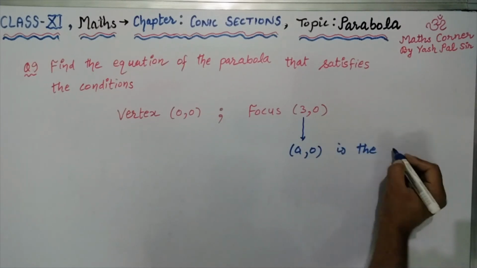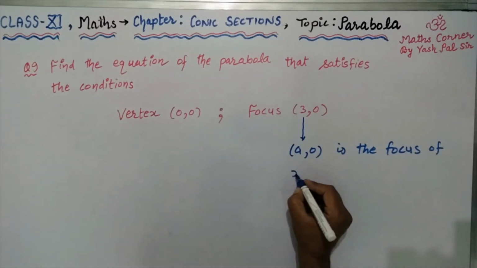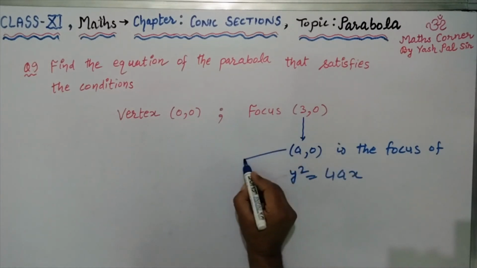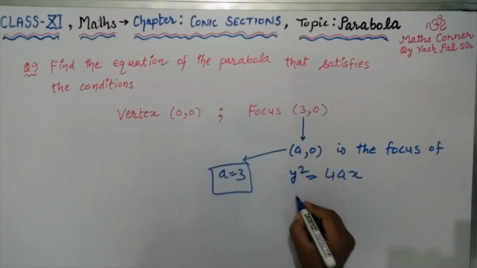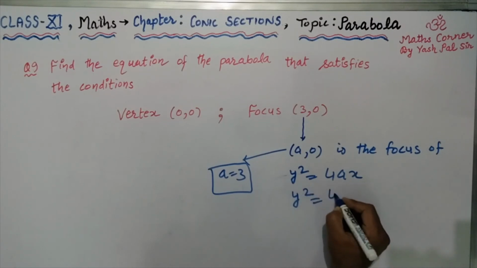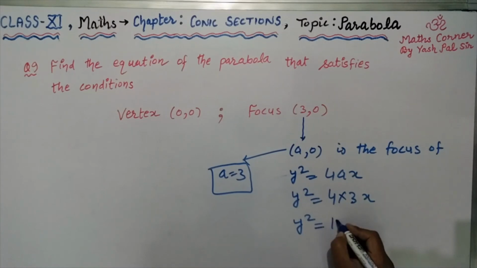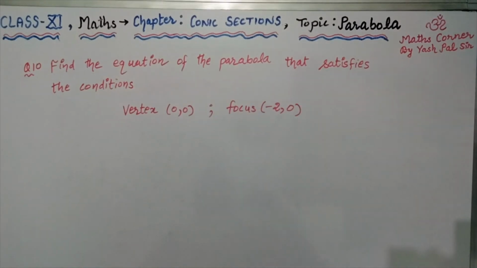Now comparing this with (a, 0), which is the focus of y square is equal to 4ax. So here the value of a is 3. We put here y square is equal to 4 into 3 into x, that is y square is equal to 12x, which is the required equation of the parabola.